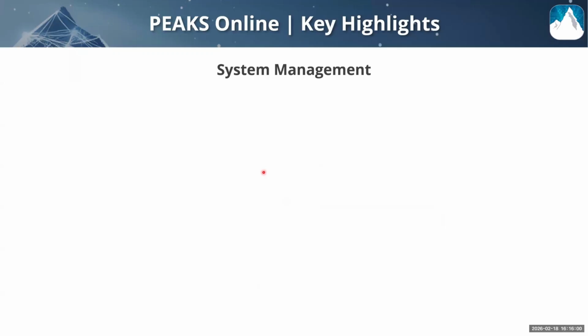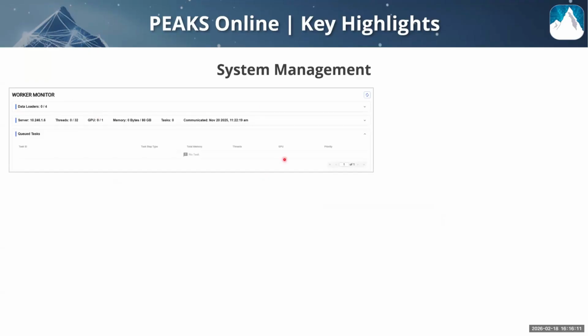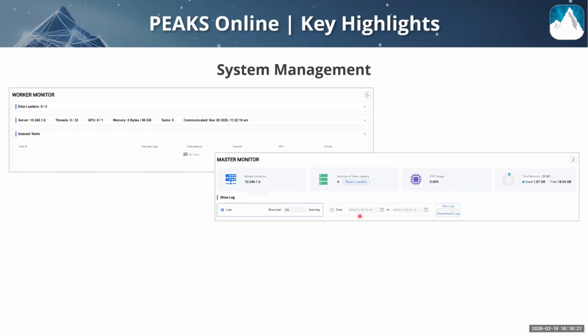So to ensure transparency, performance tracking and administrative controls were added into Peaks Online. So we have several monitoring and management tools. So the first is the worker monitor, and the worker monitor allows administrators to observe queued tasks and monitor communication between nodes. And this will essentially show you which analyses are running or waiting in the queue. And next we have the master monitor, and the master monitor will allow you to monitor memory consumption and overall resource usage, checking on the stability and responsiveness of the system.